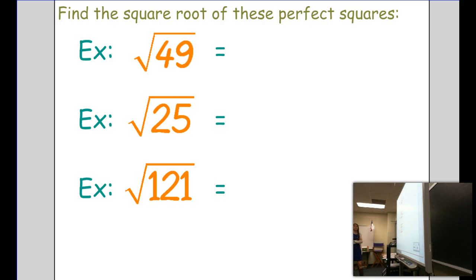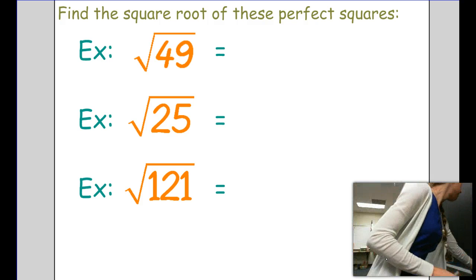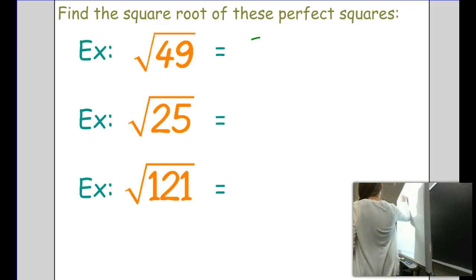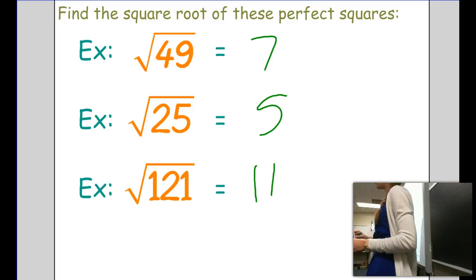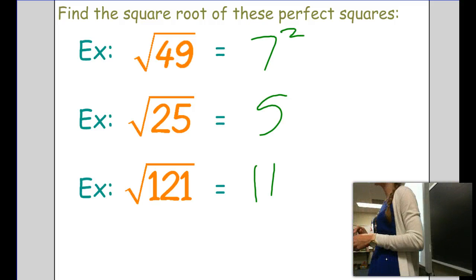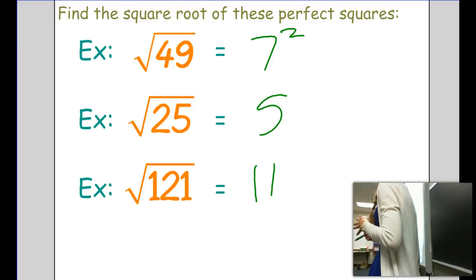What is a perfect square? A perfect square is a number that when you take the square root of it, you get a whole number as an answer. So not a decimal. So square root of 49. 7. Square root of 25. Square root of 121. These are called perfect squares. Did I write 7 squared as my answer? No.